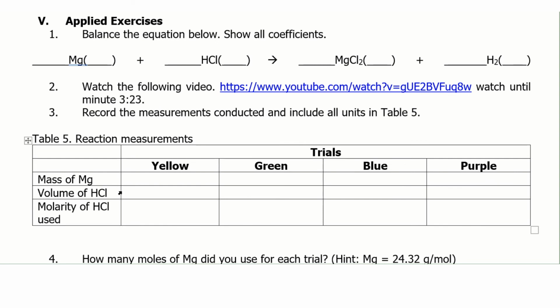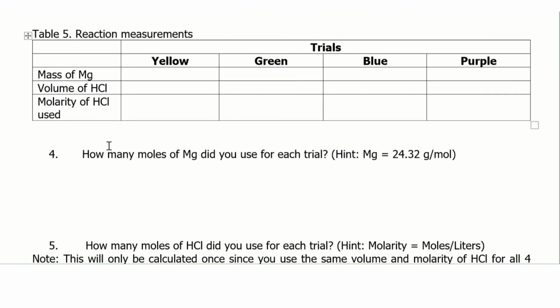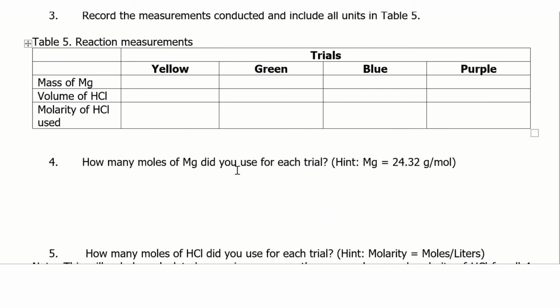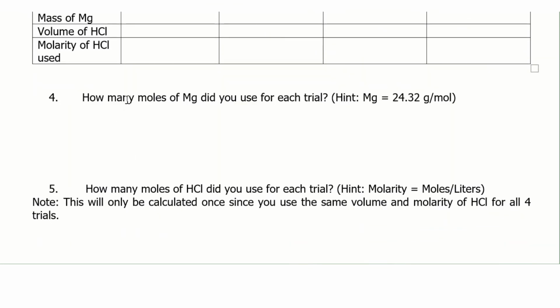And then you are also going to record the amount of HCl used for each trial, as well as the molarity of that HCl used. Before you start, just make sure to balance this equation. And then from these measurements that you record, you will complete these calculations. So you're going to calculate how many moles of Mg were used for each trial. So there should be 4 instances of you calculating out the moles of Mg.